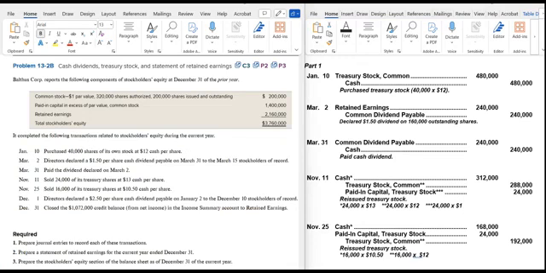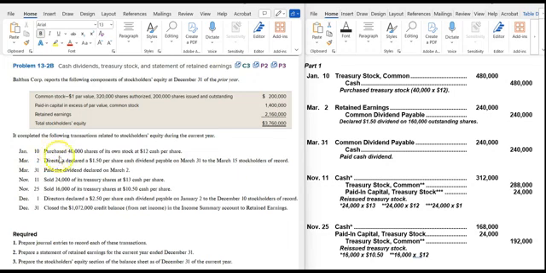All right, let's go ahead and pull together dividend concepts from this chapter along with some treasury stock transactions from the prior chapter. Balthus Corporation reports the following components of stockholders' equity at December 31st of last year. So this is where they ended last year. Then the following transactions occurred related to stockholders' equity this year. We are going to prepare journal entries to record each of these transactions.